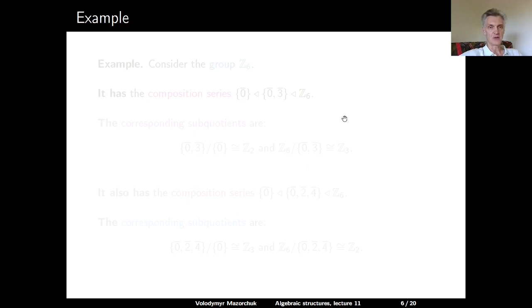Example: consider the abelian group Z6 of all residues modulo 6. It has two different composition series.